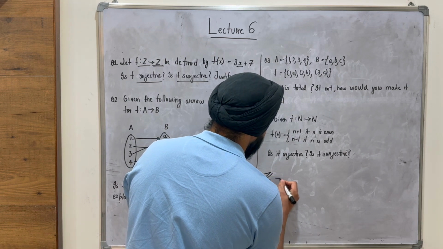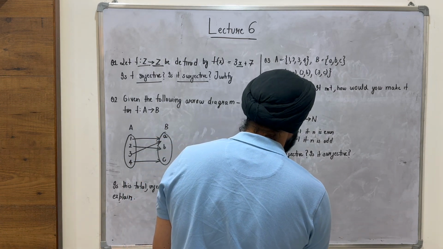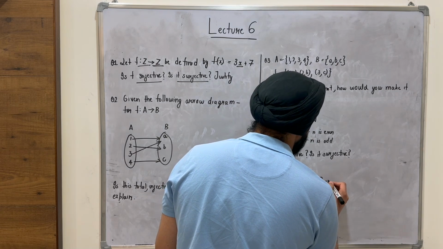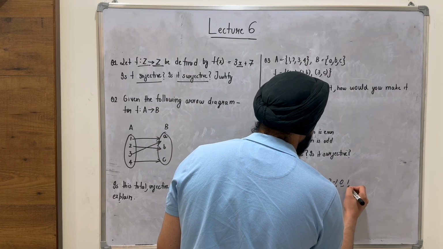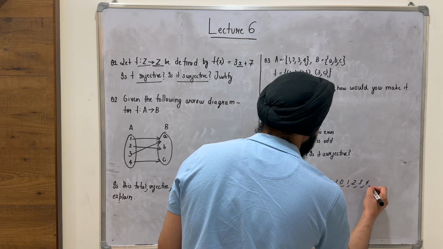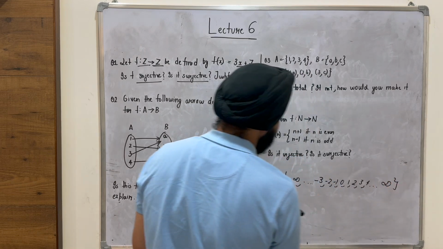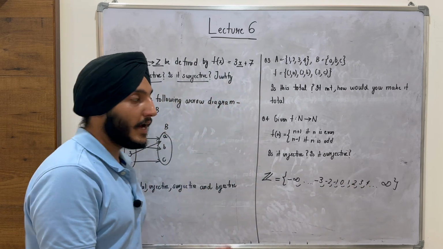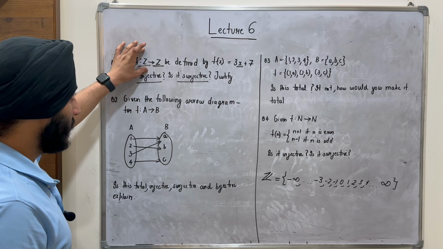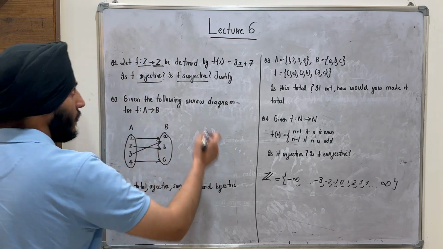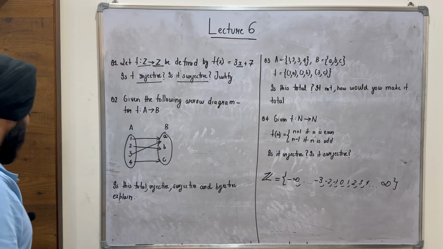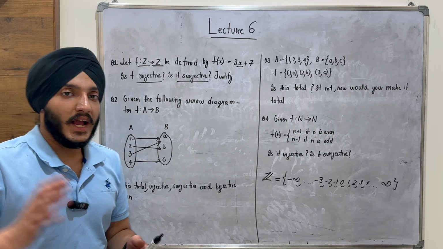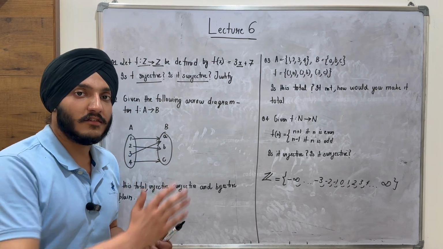Z is basically the set which goes from negative infinity, dot dot dot, minus 3, minus 2, minus 1, 0, 1, 2, 3, 4, till positive infinity. The basic idea is it includes all the integers from negative infinity to positive infinity. So this is a function which goes from all the integers to the set of all the integers. In very simple words, when I input an integer into this function, it results in an integer.